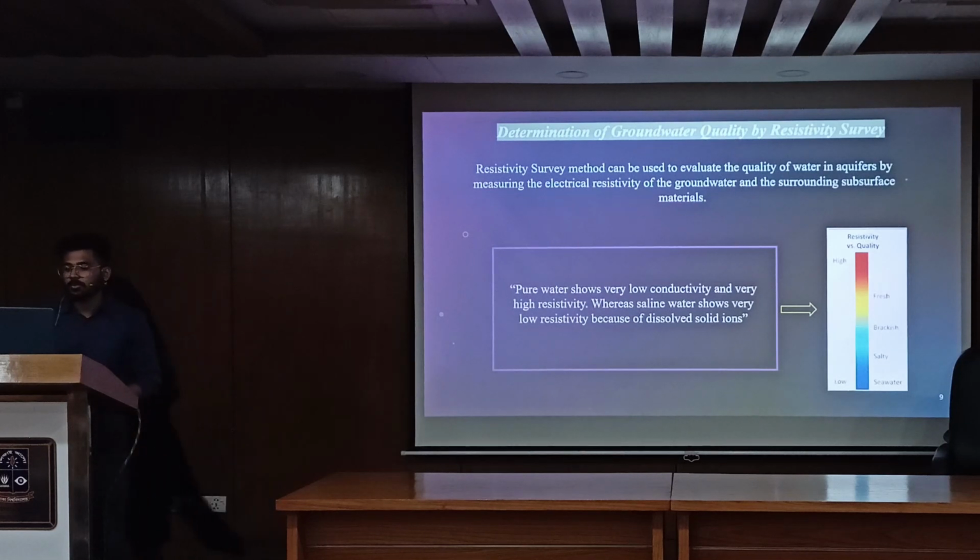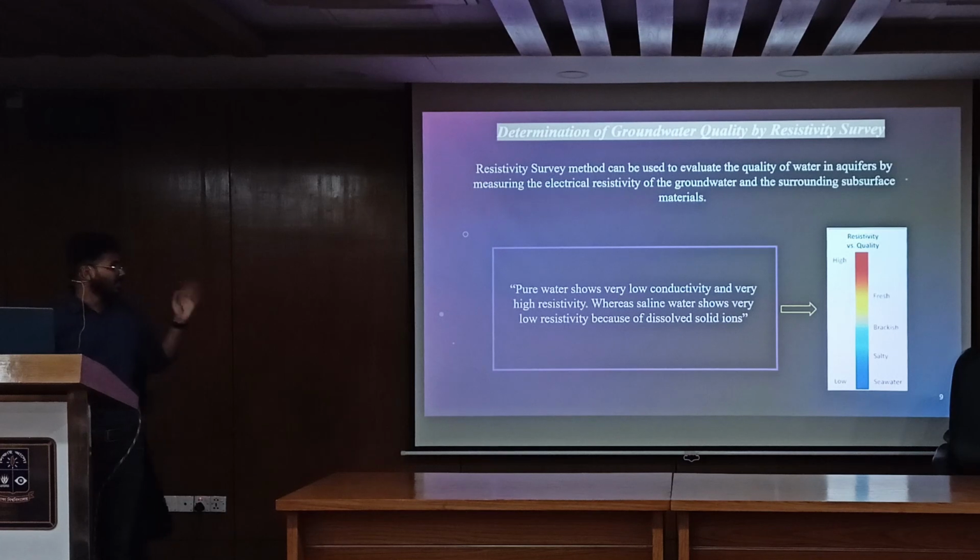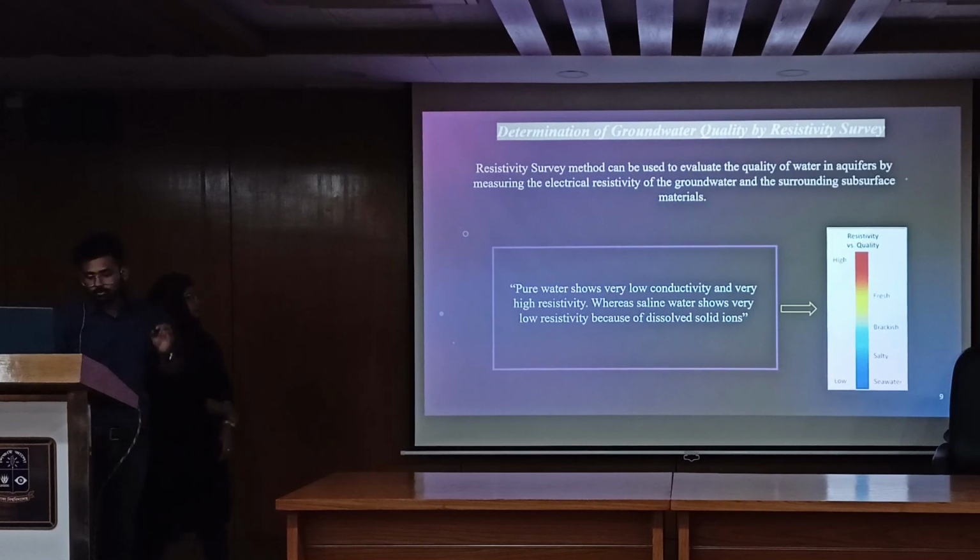Assalamualaikum. Now we will discuss determination of groundwater quality by resistivity survey. We can evaluate the quality of water in aquifers by resistivity survey and by the determination of groundwater and the subsurface earth material. There is a color chart showing resistivity versus quality. Here, high resistivity value means fresh water and low resistivity value means sea water or salt water.